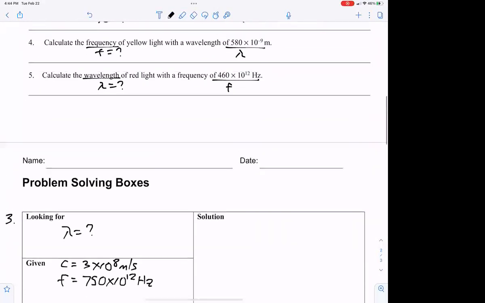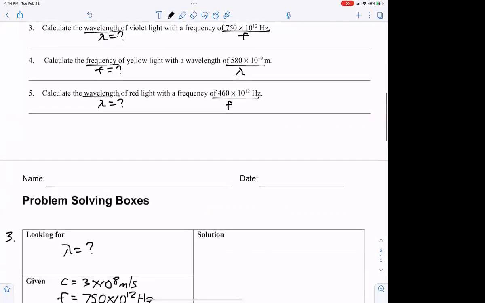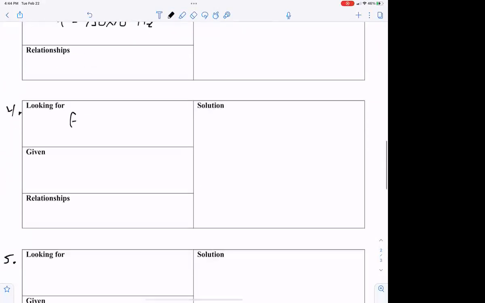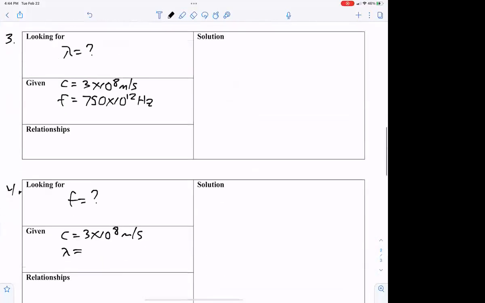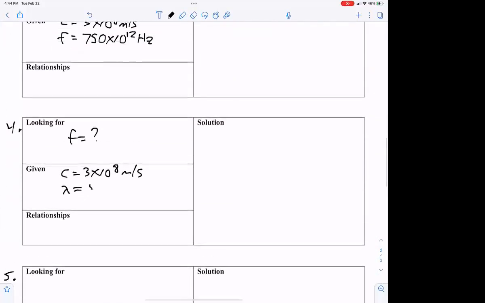Okay, we'll finish the problem in just a second. Number 4, you are looking for frequency. We are given the speed of light. Speed of light is a constant value. And you are given lambda, the wavelength. The wavelength in number 4 is 580 times 10 to the negative 9 meters.